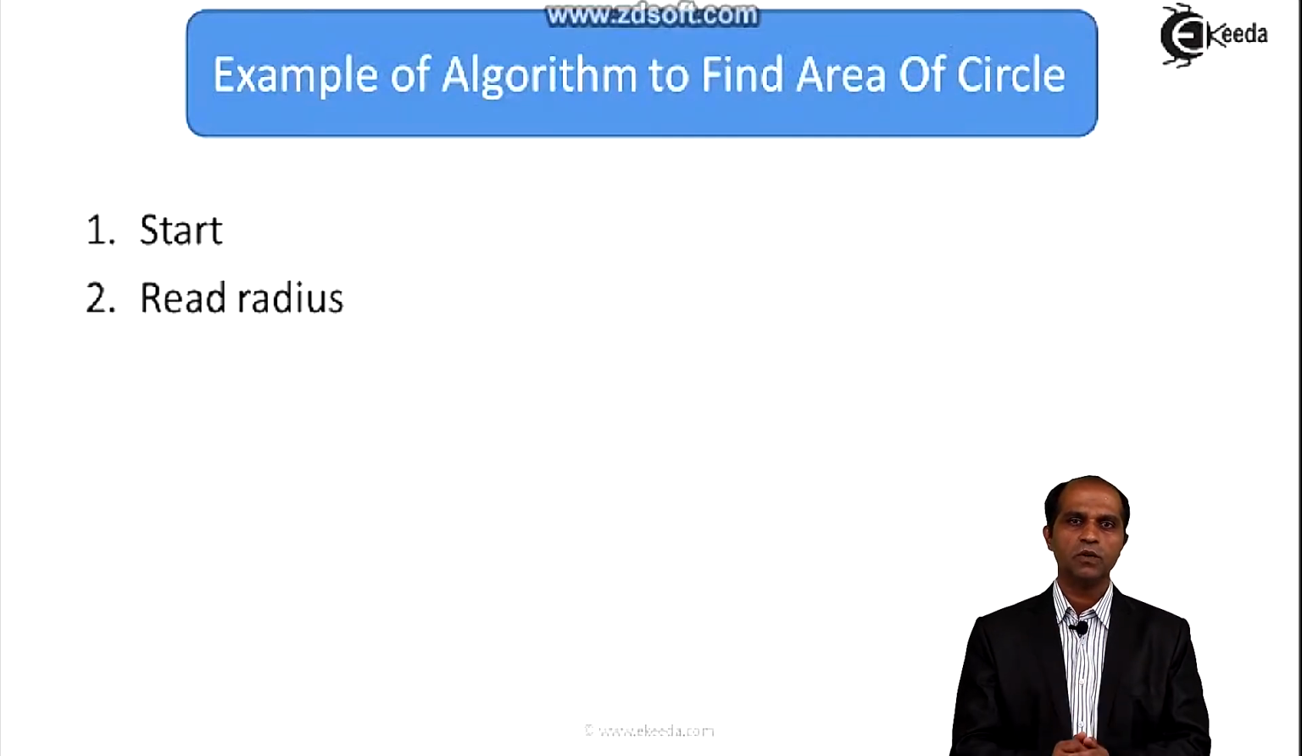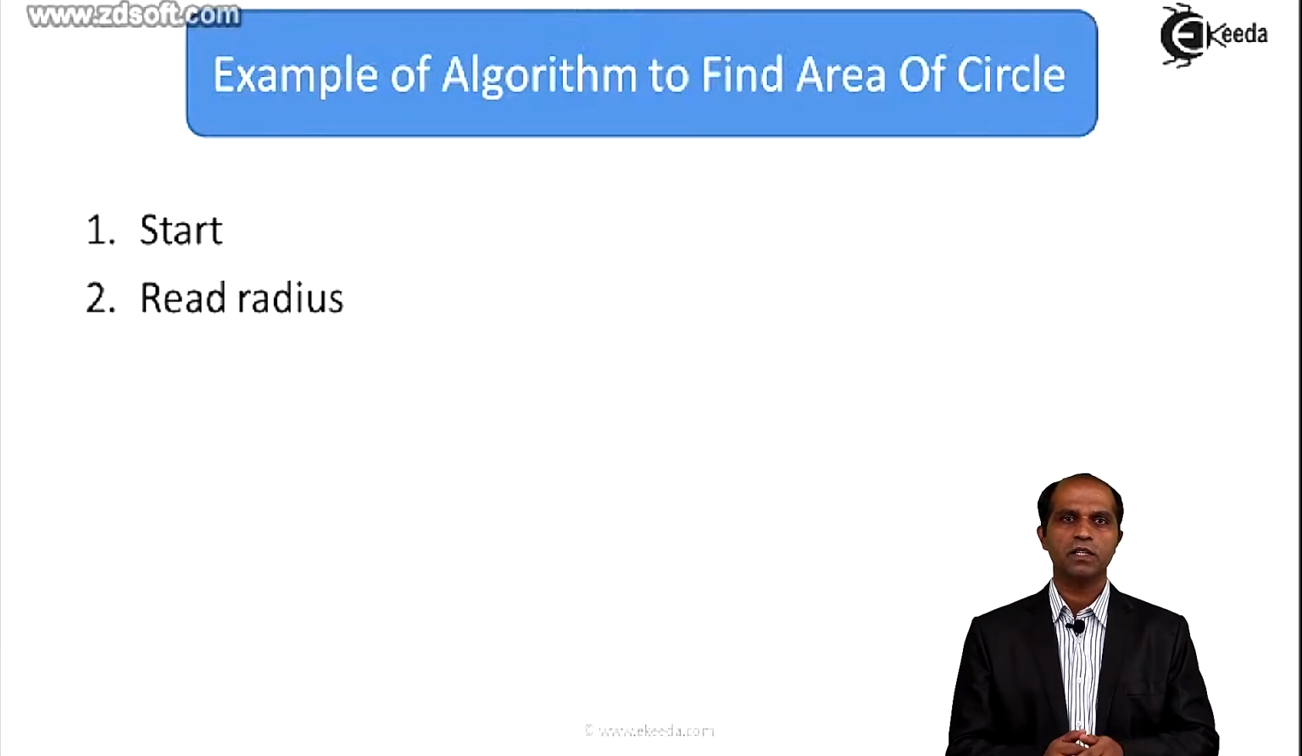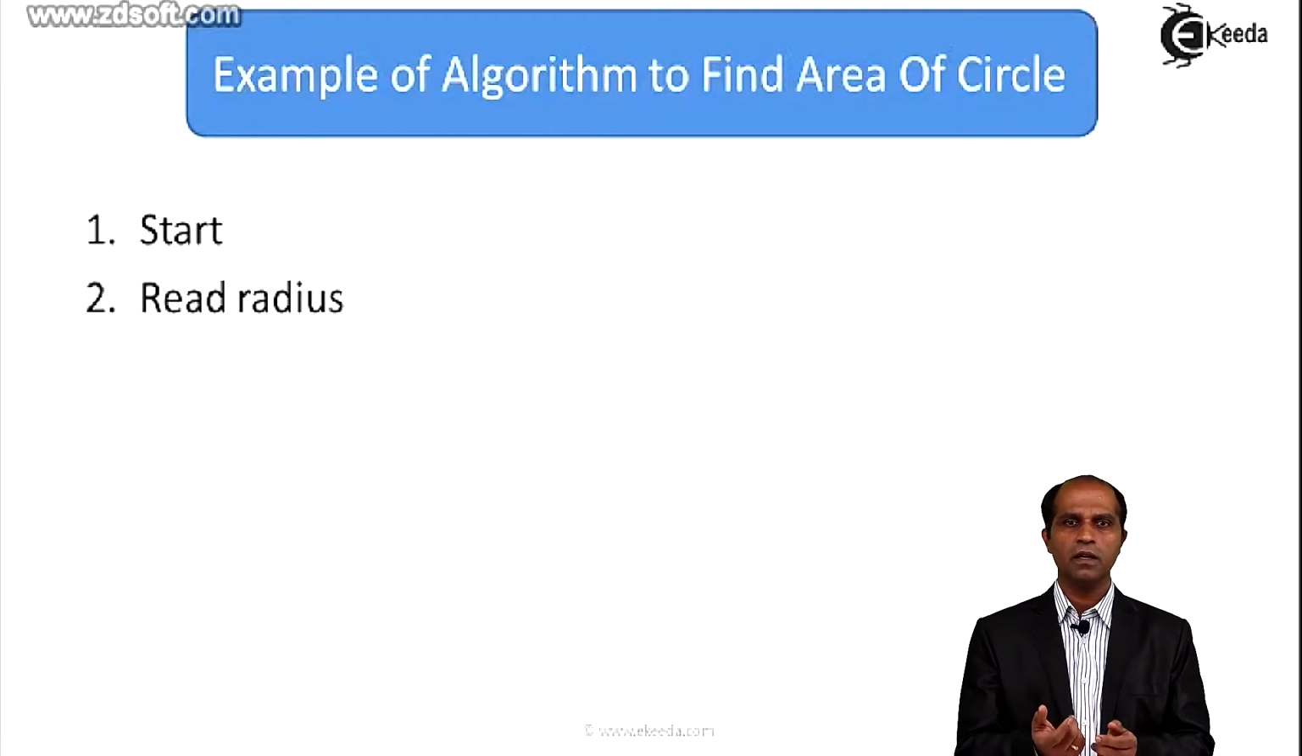Once we say that we are going to start the task, first the set of statements are supposed to be for the input task. For the input task, we have to read the radius. So you can write a statement called say read radius, or you can write a statement called say input radius. You can have any grammatical English used for writing this particular statement.